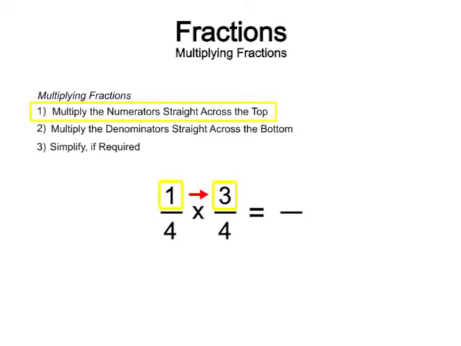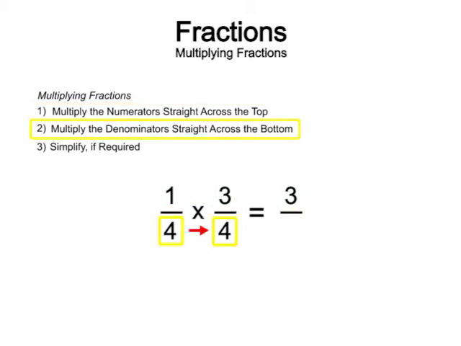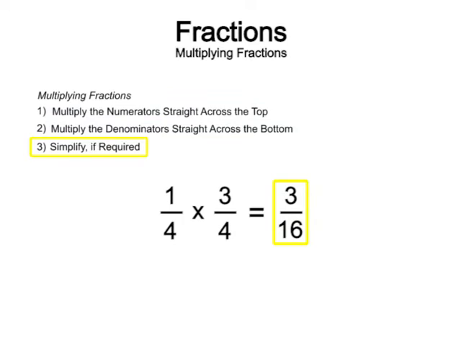First, multiply the numerators and put the result in the numerator of the answer. Next, multiply the denominators and put the result in the denominator of the answer. This fraction is already in its reduced form, so there's no need to simplify.